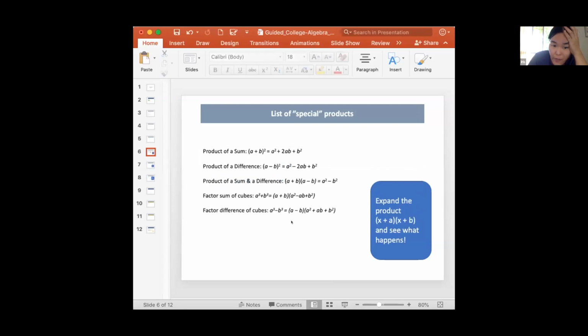The product of a sum and a difference is going to give you the difference of two squares. So this is a very popular one. A squared minus b squared is actually factored into a plus b times a minus b.